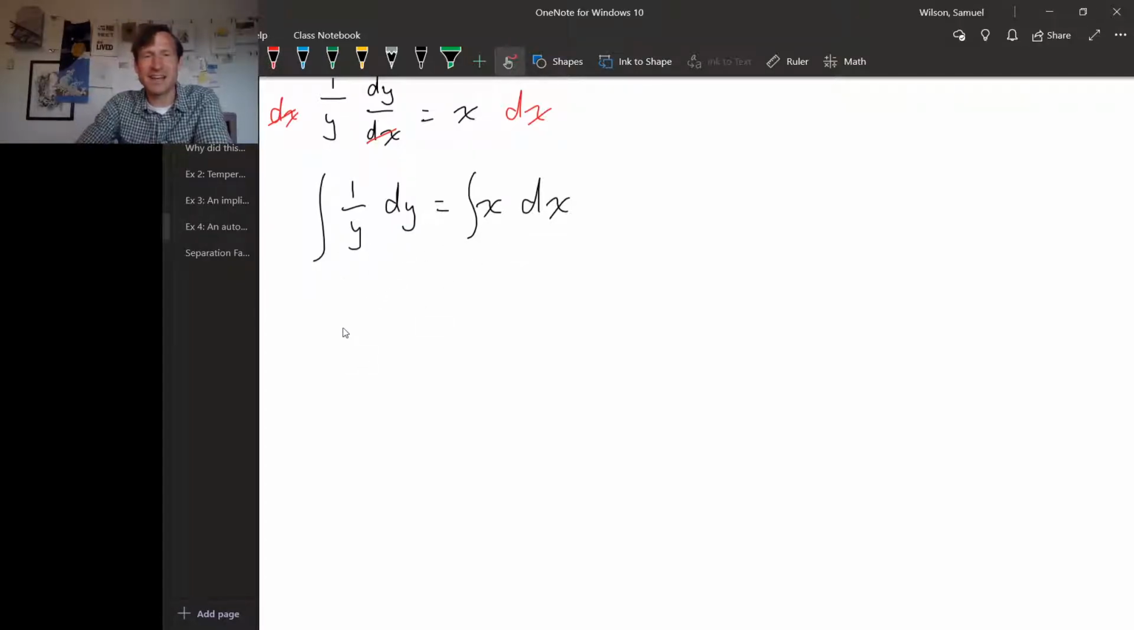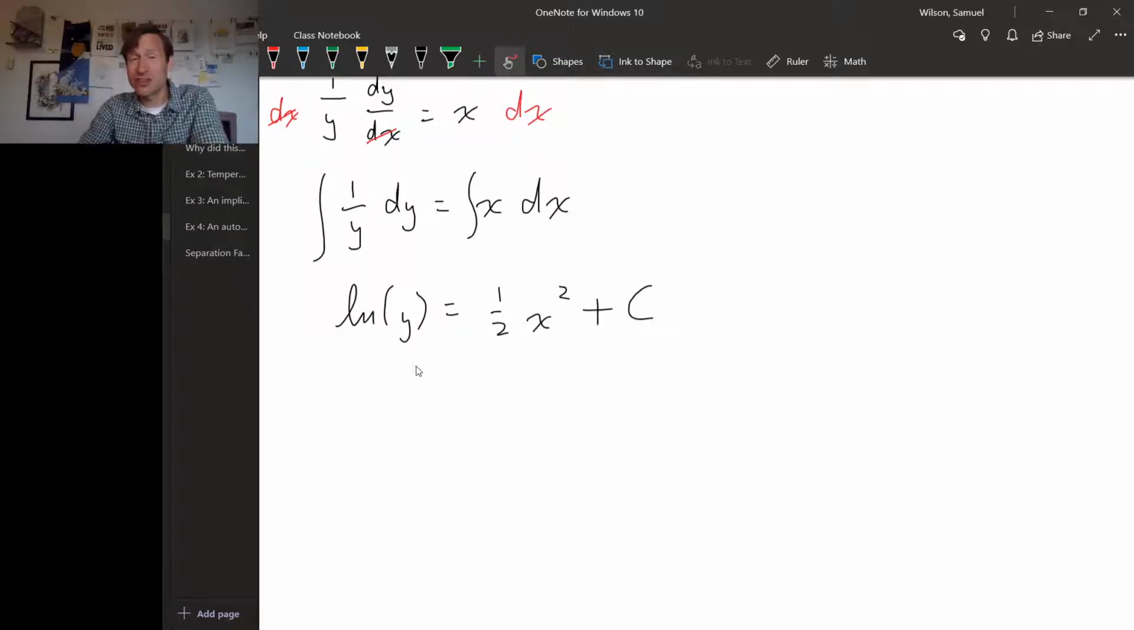On the left-hand side, the integral of 1 over y is the natural log of y. On the right-hand side, the integral of x is 1/2 x squared. Now these are both indefinite integrals, so we have to put a constant of integration somewhere, either on the left or the right, and I'm going to put it on the right-hand side, so let's put a plus c right here.